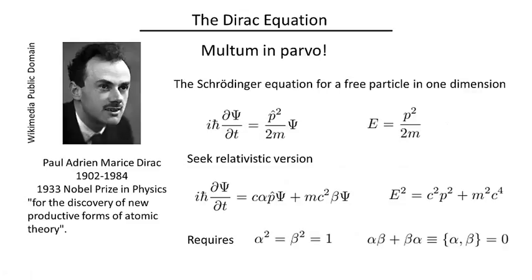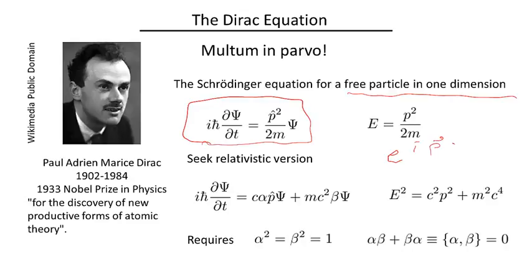So we're going to discuss just the equation for a free particle in one dimension to keep things simple. So here's the Schrödinger equation for a free particle in one dimension. And it's easy to find the solutions. Basically, the solutions are e to the i p dot r divided by h bar, and then an e to the minus i omega t, with E equal to h bar omega.